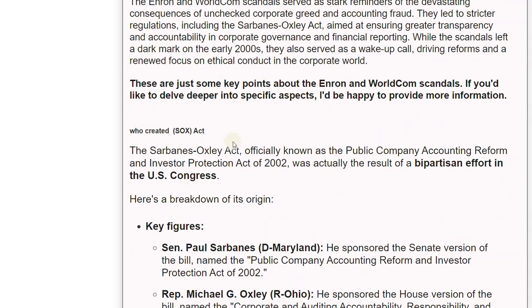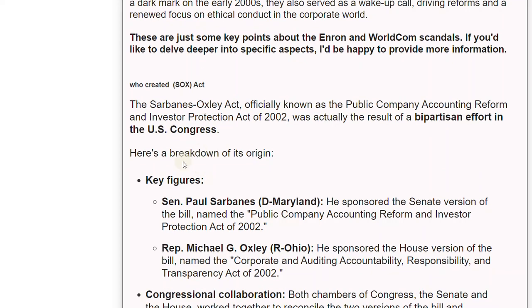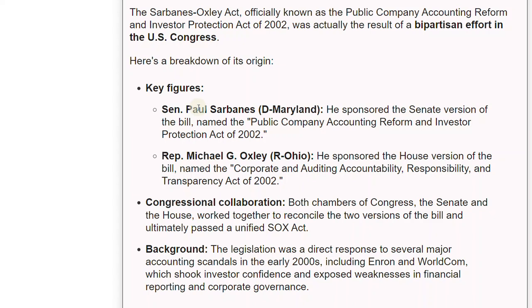The Act, officially known as the Public Company Accounting Reform and Investor Protection Act of 2002, was actually the result of a bipartisan effort in the U.S. Congress. Here's a breakdown of its origin. Key figures: Senator Paul Sarbanes, D-Maryland. He sponsored the Senate version of the bill, named the Public Company Accounting Reform and Investor Protection Act of 2002. Representative Michael G. Oxley, R-Ohio. He sponsored the House version of the bill, named the Corporate and Auditing Accountability, Responsibility, and Transparency Act of 2002.